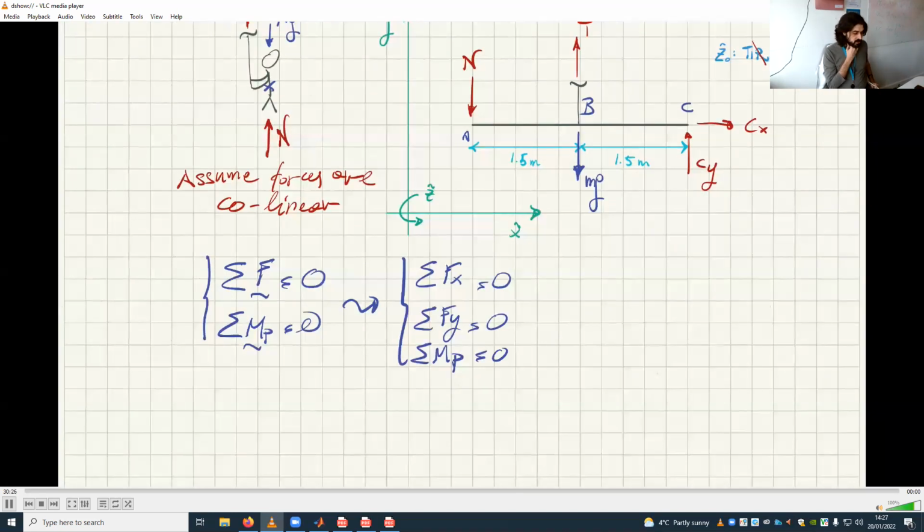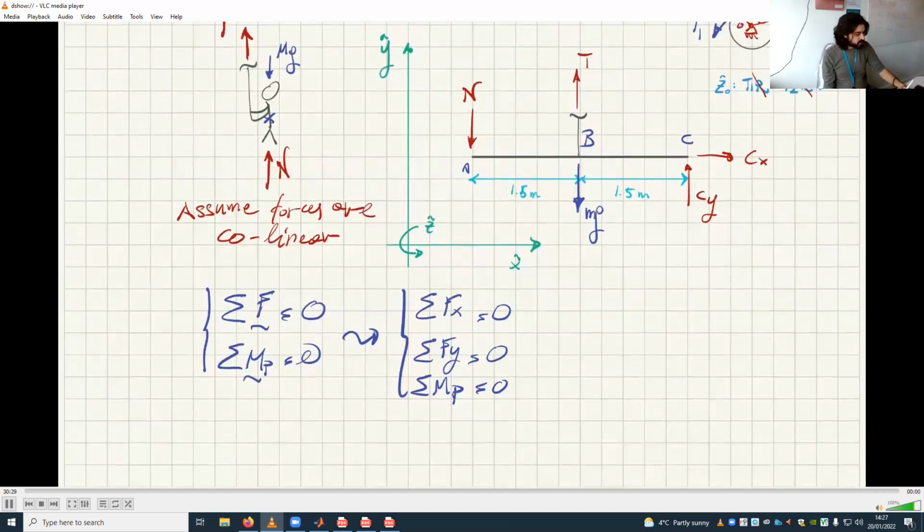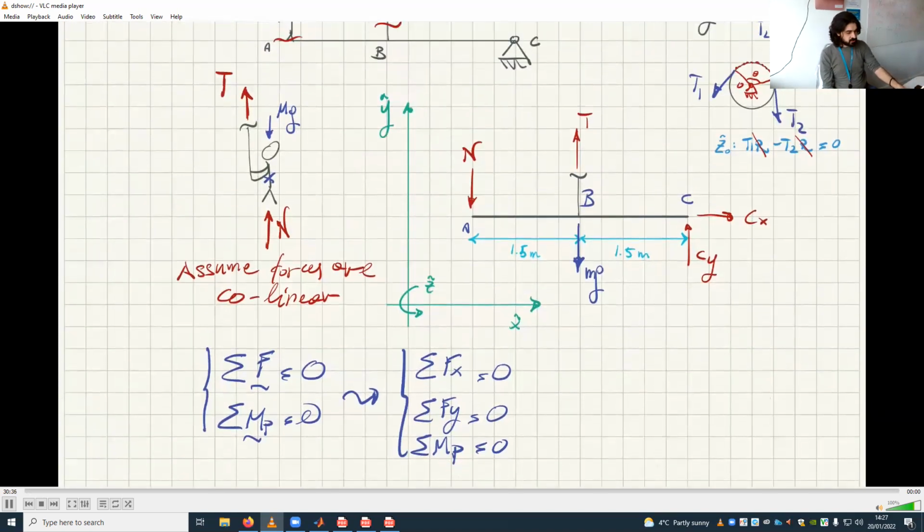Do you want to use any particular point for this last equation? See, the sum of moments about P. What is P? P is any point. So that means we can use A, we can use B, we can use C. Of course, there is a particular point which is easier. Which one? B. Why B?